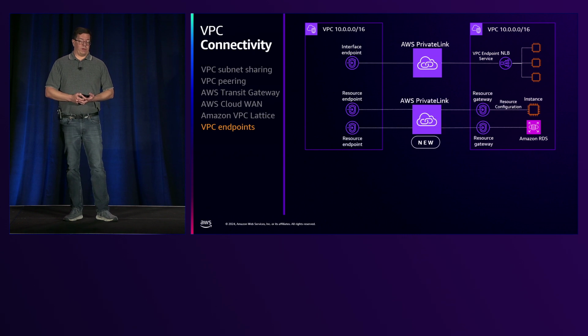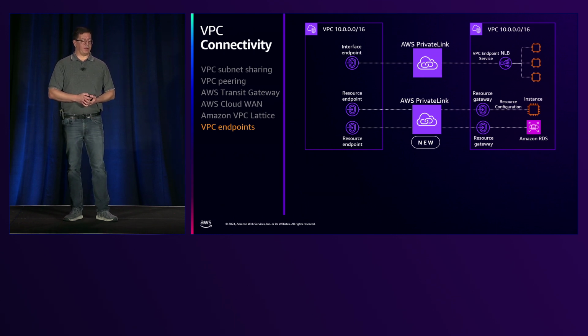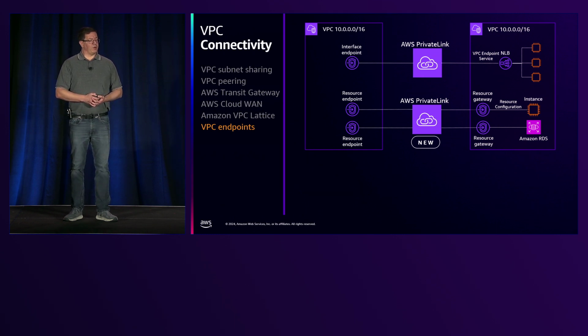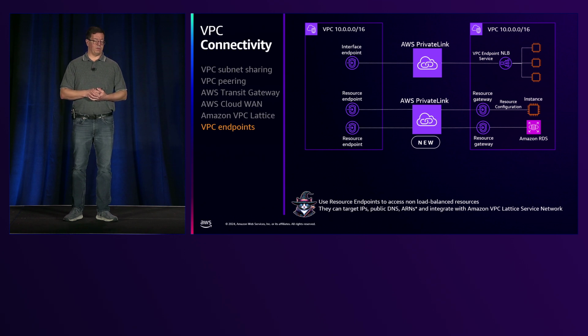AWS also just recently announced the concept of resource endpoints. And resource endpoints seem a fair bit like a merger between PrivateLink and Lattice. What resource endpoints allow you to do is now you can target IPs, DNS names, or RDS ARNs, and you don't need a load balancer in front of them anymore. You can define them all as resources that you extend into the VPCs.